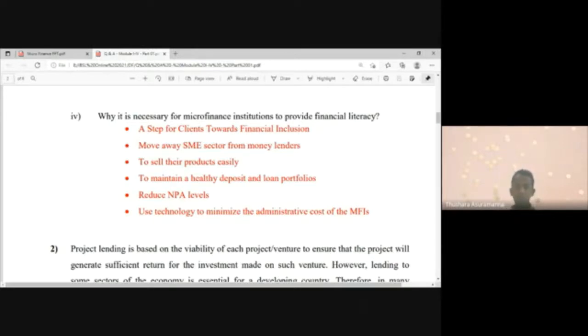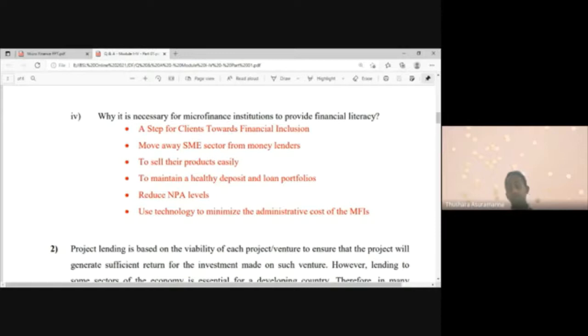To sell their products and services easily. What does it mean? If you promote soft skills and literacy skills, then they know how to market themselves. Then they know how to market their products and services. Then they know how to negotiate with prospective buyers. So they sell products easily and make more margins for the business.